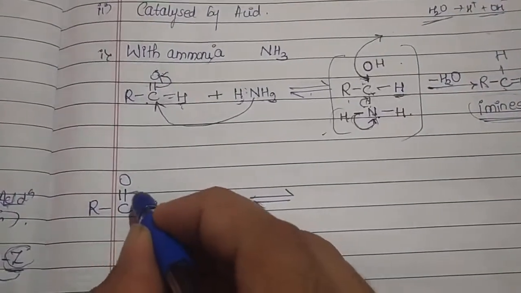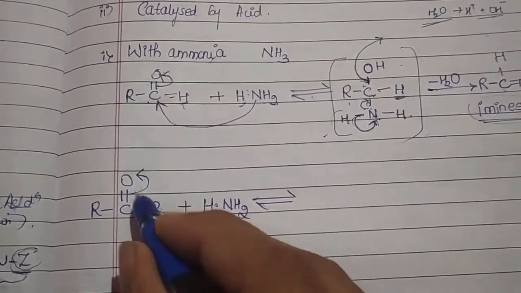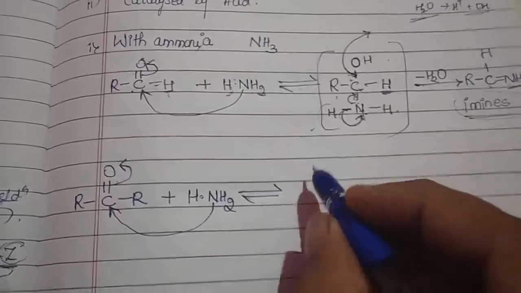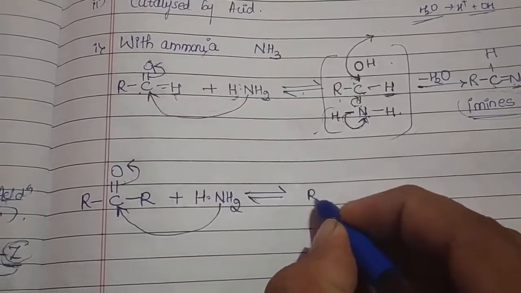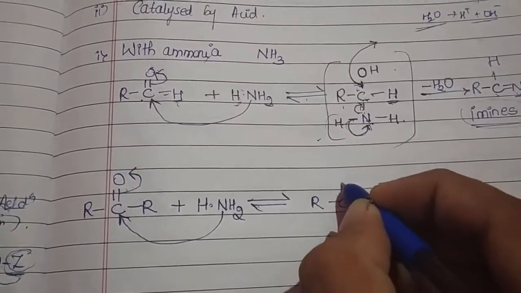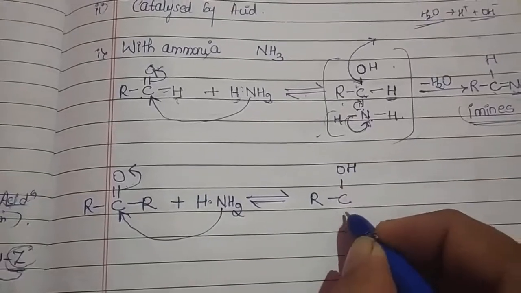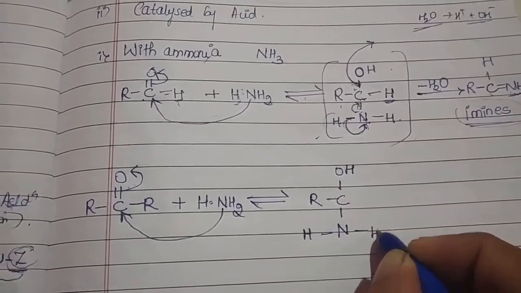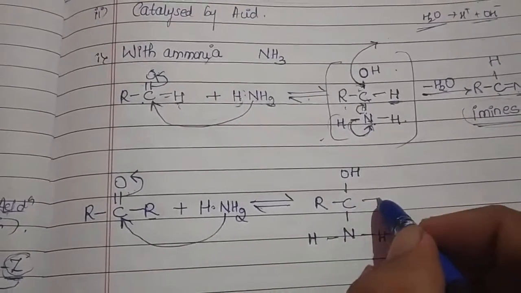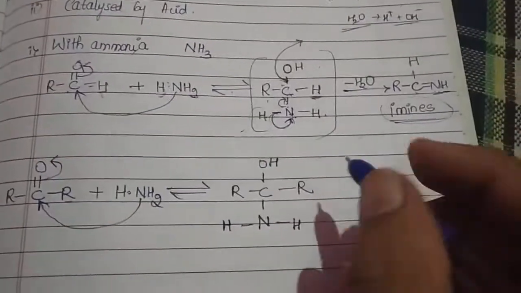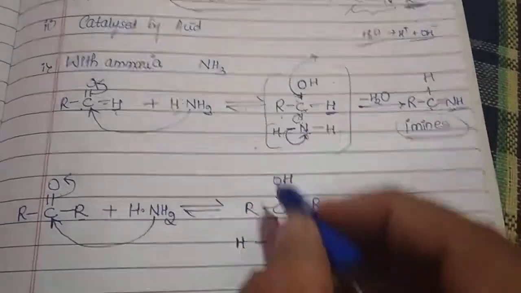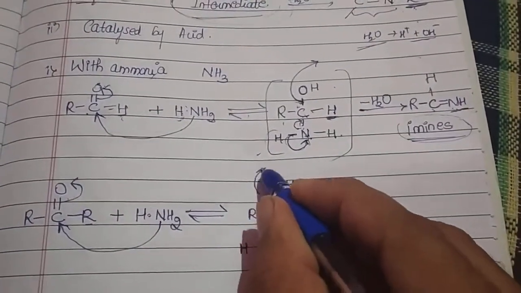So first what happens, O becomes minus, this H is pulled towards itself, and this nitrogen attacks here. Yes or no? So you will be having R, C, O, H, N, H and H. Don't forget this R. Here you are having one R. So now what you will be having, with the help of acid, water will be lost. So now OH is going out as OH minus.